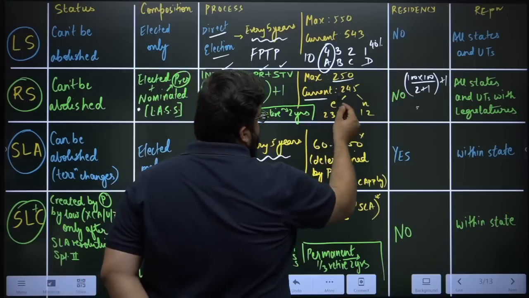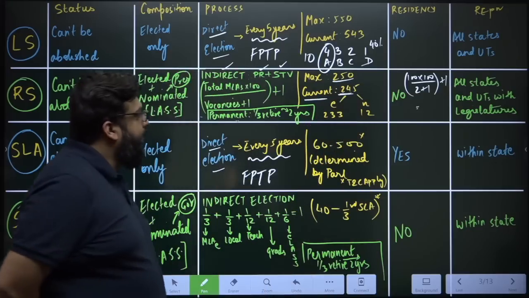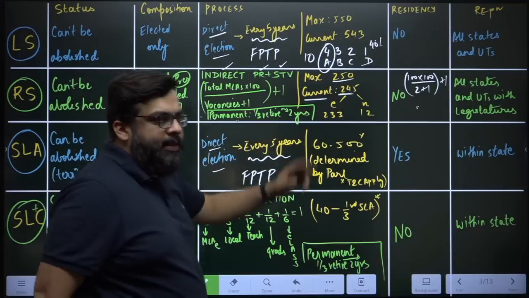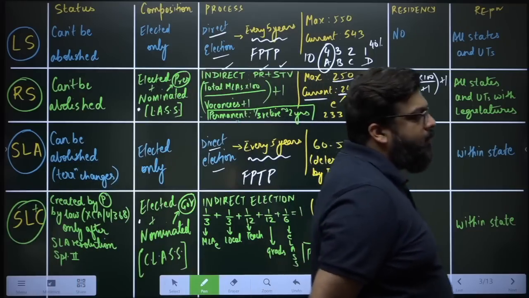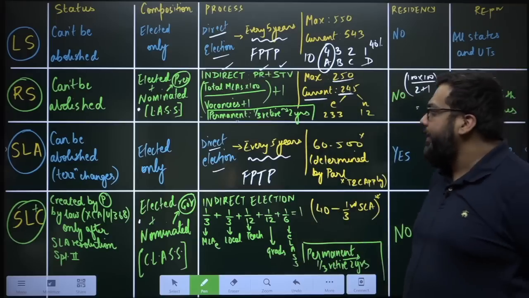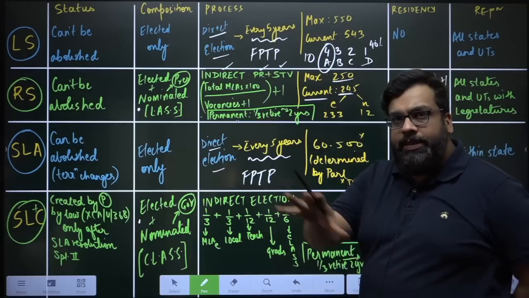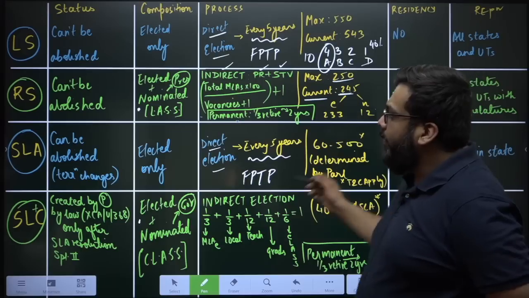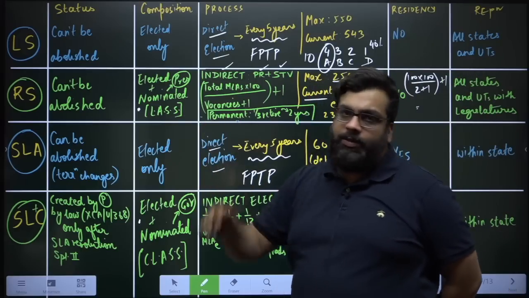The current strength is 245, and Rajya Sabha, as I said before, has elected and nominated members. We've done this math in a presidential election in lecture 6.1. We've got 233 elected members from different parts of the country, and we've got 12 nominated members on the grounds of literature, arts, science and social service.